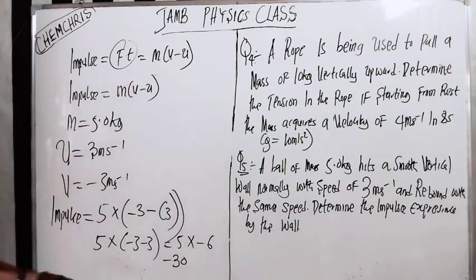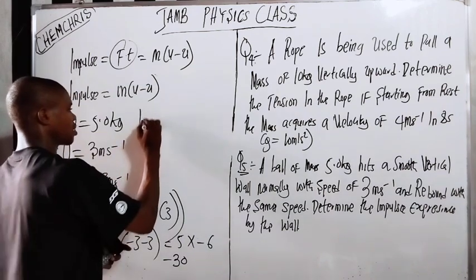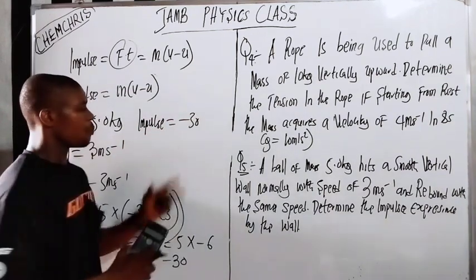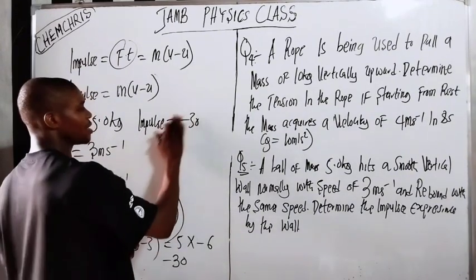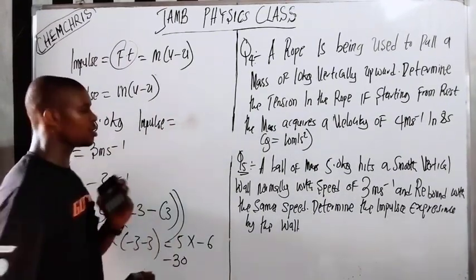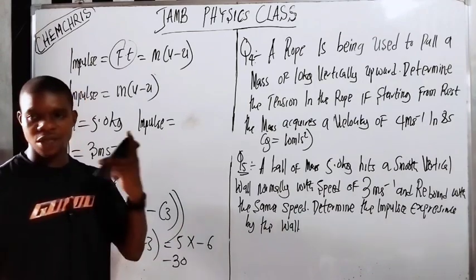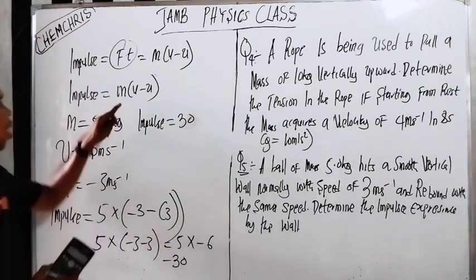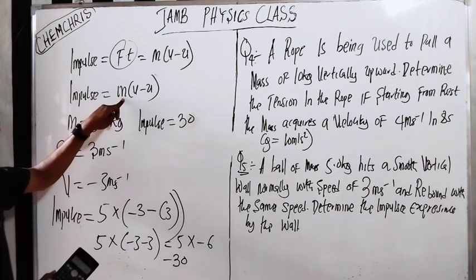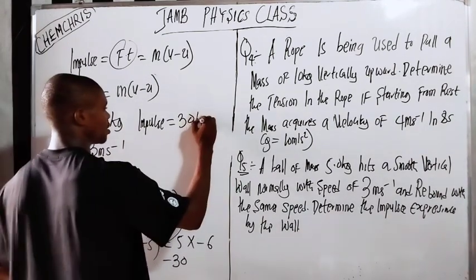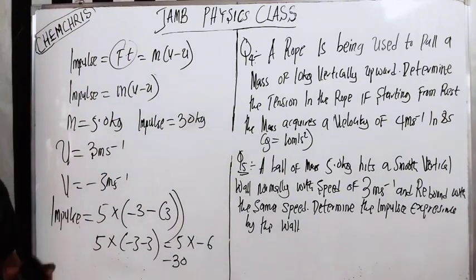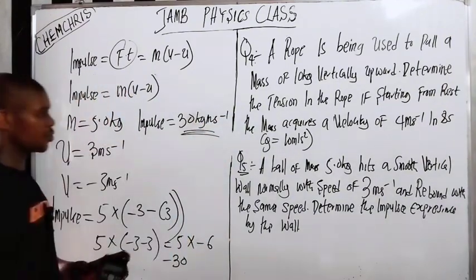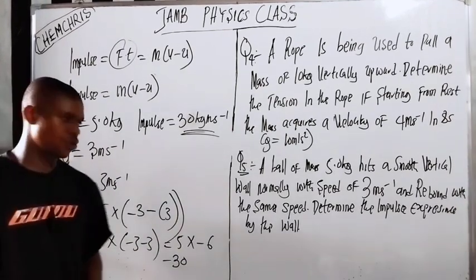Now the impulse will be minus 30, but you remove the minus, so you don't always include the minus; the minus will go out. So 30. What is the unit? The unit of mass is kg, and the unit of velocity is meters per second. So that is the answer: 30 kg meters per second. So you don't include the minus sign. Do you understand?